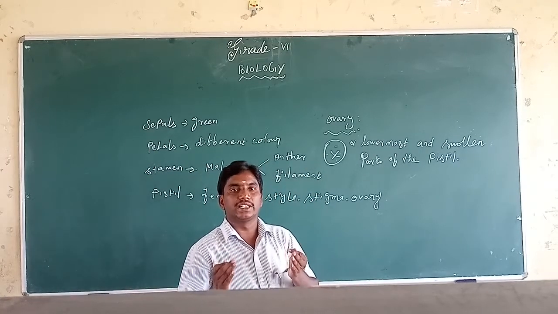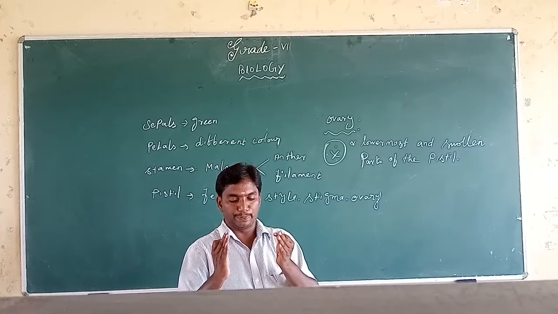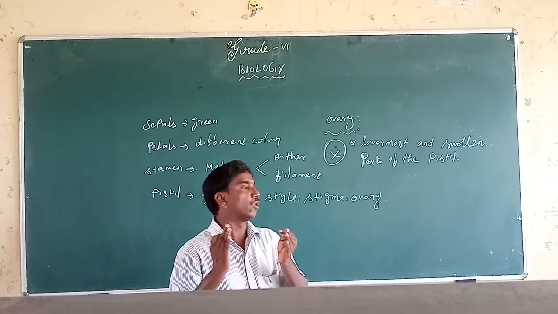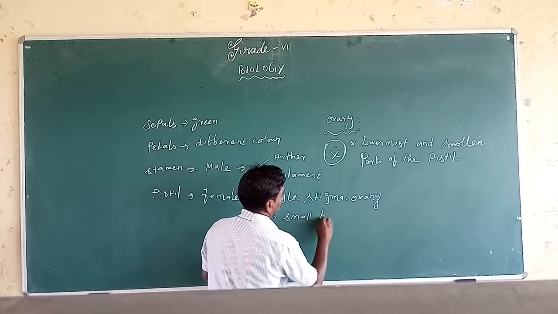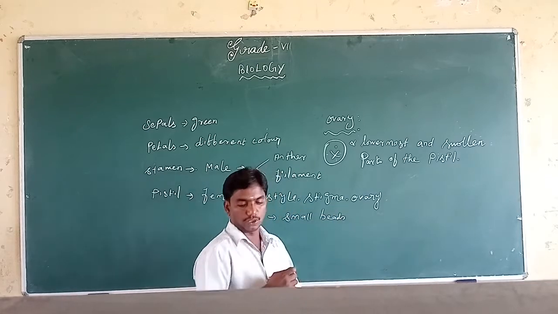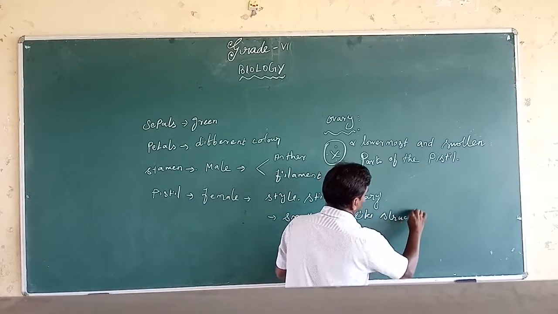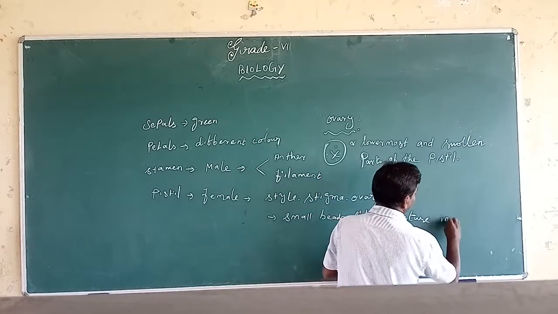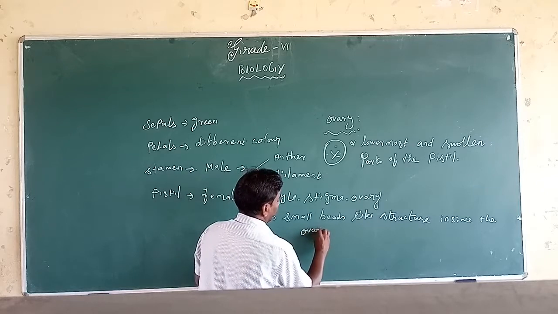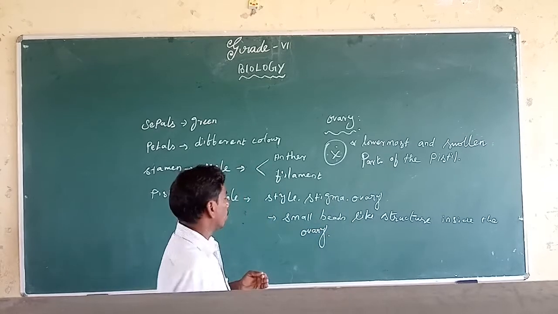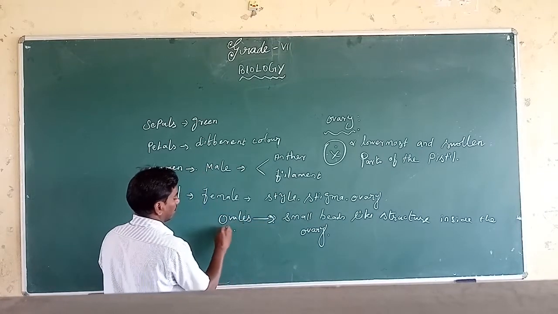Do you see some small bead-like structures inside the ovary? What do you see? Small bead-like structures inside that ovary. That is called what? Ovules. So that is a very important one-mark question.